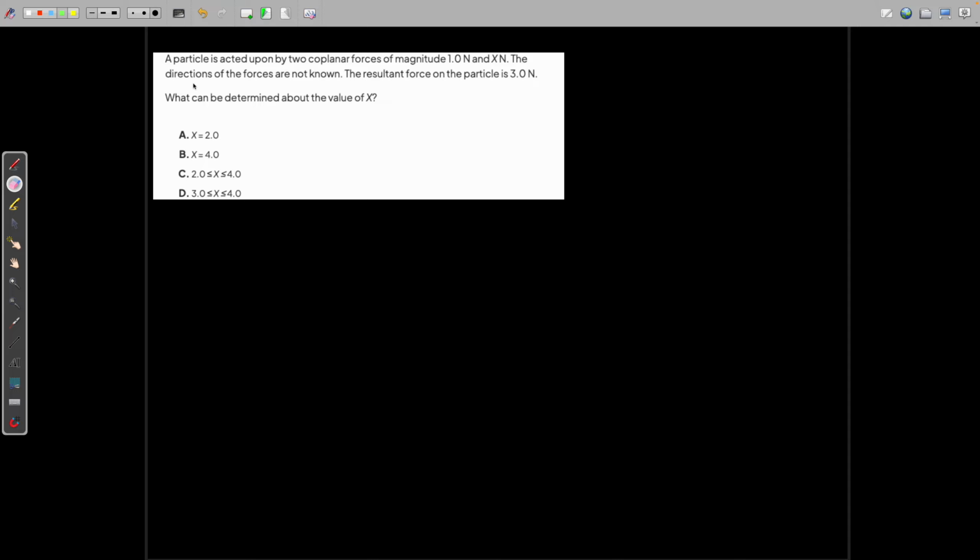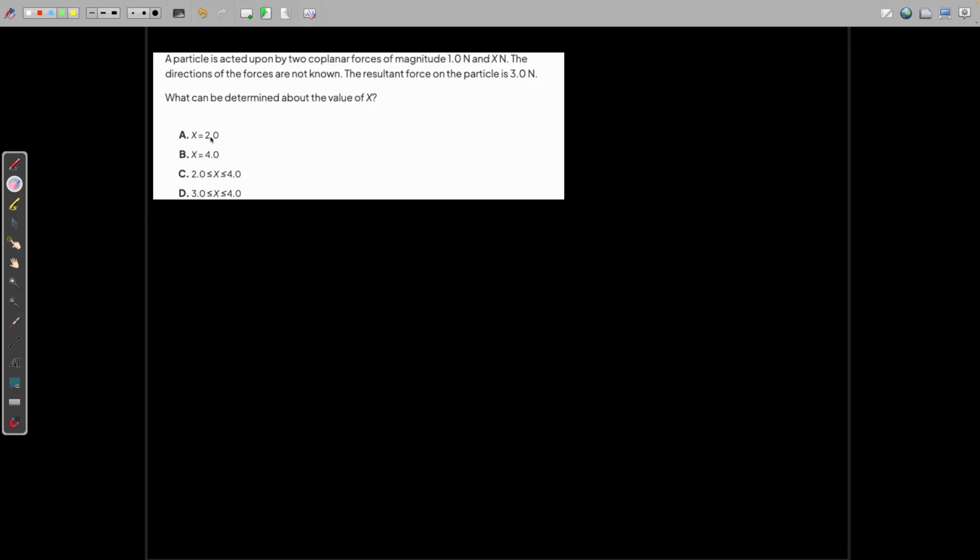So could x be 2? So x could be 2, so 1 plus 2 is 3, that's true. Could x be 4? Yes, it could be 4, because 1 plus 4 is obviously not 3, but if you do 1 plus minus 4, then that would give you minus 3, which is the force. The minus is the direction. So it could be 2, could be 4.